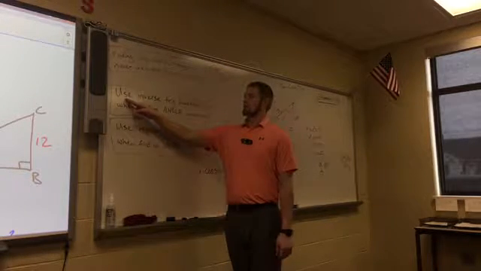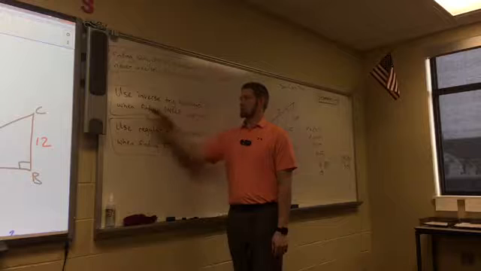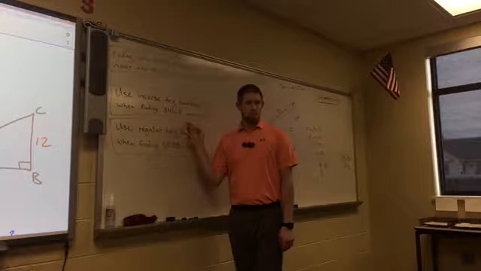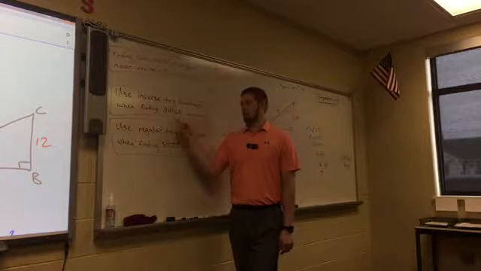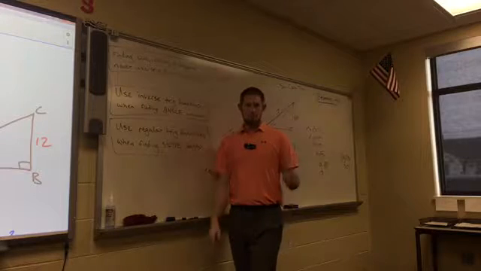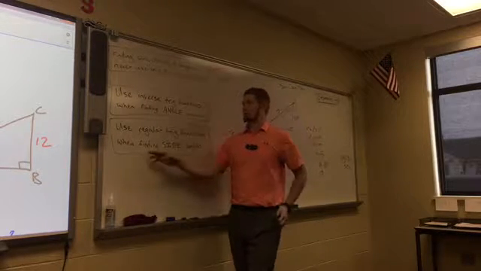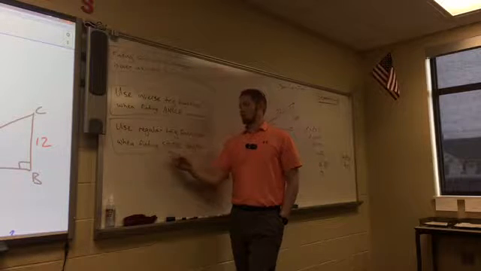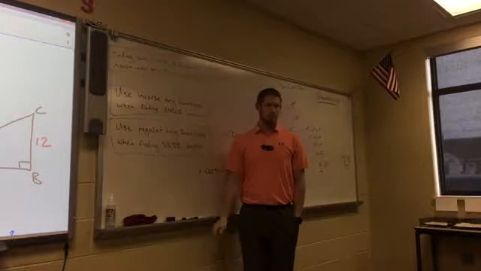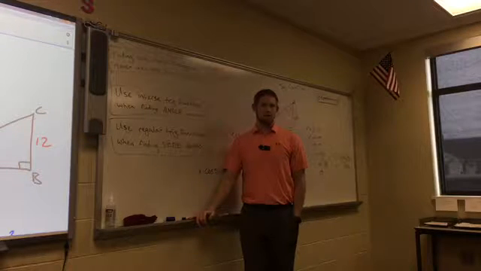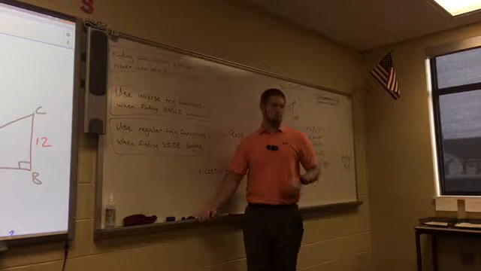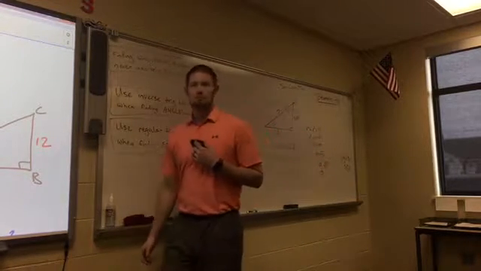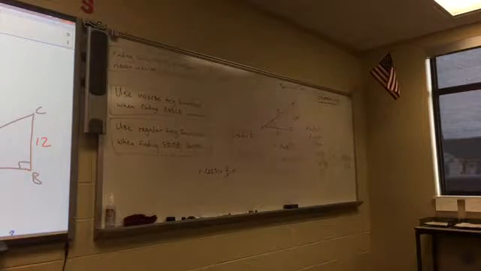The other thing, use the inverse trig functions when you're finding angle measures. That's a good rule for us. Only use the inverse buttons if you're finding angle measures. And then the last rule for us, use your regular trig functions when you're finding side lengths. So if you're trying to come up with side lengths using sine, cosine, tangent, just use your regular trig functions. Write those down real quick.